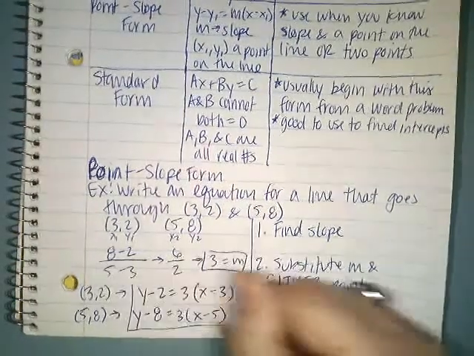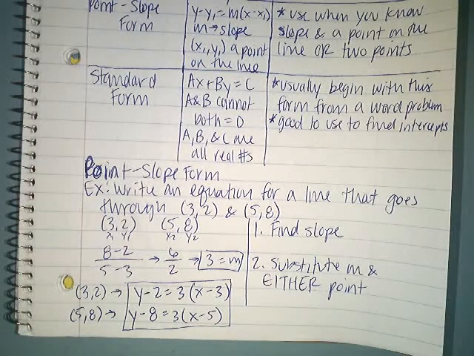So these are both acceptable answers for point slope form. You can choose whichever one you'd prefer for that equation. So that's our example of point slope form. I'm going to flip the page and talk about slope and solving for intercepts.